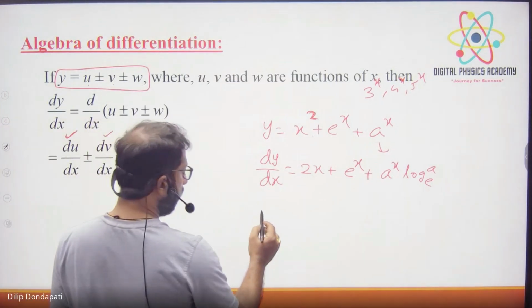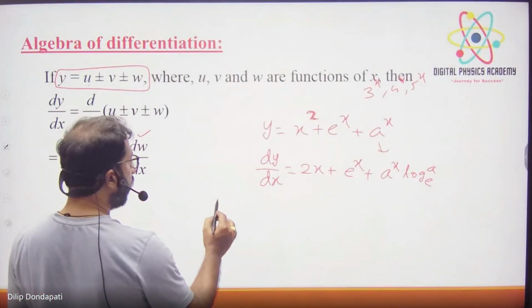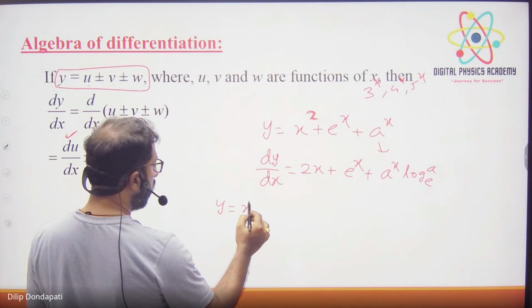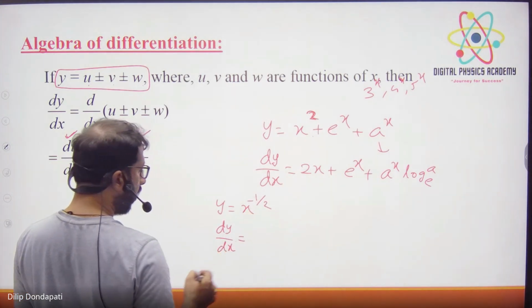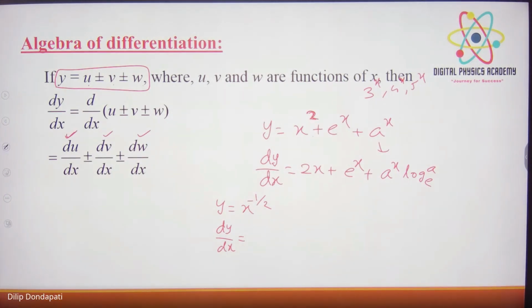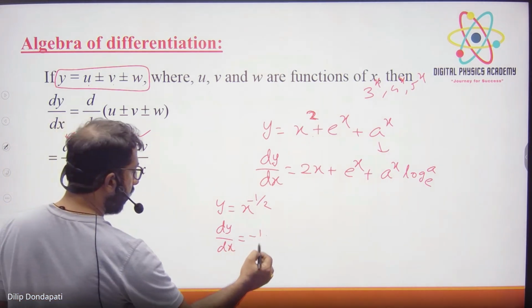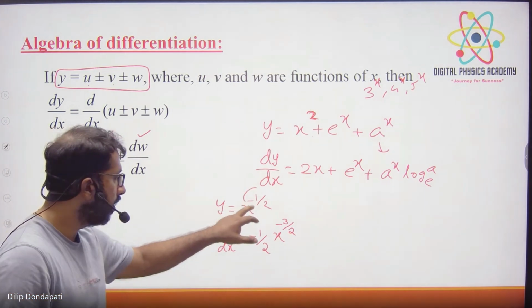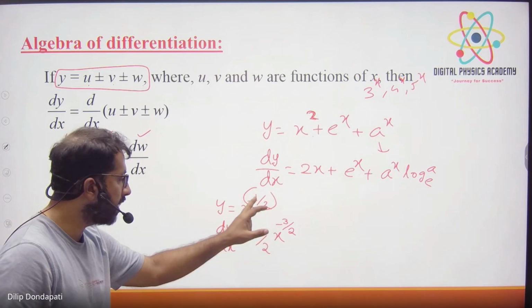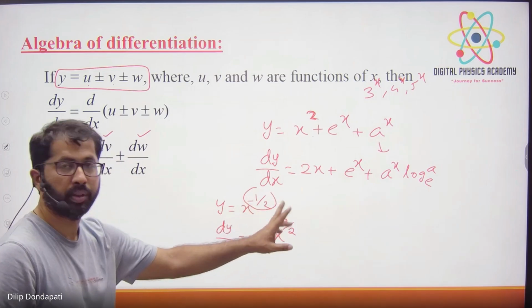And tell me, suppose they give y is equal to x square minus 1 by 2. dy by dx is how much? Differentiation with respect to x is how much? N into x power n minus 1, right? So minus 1 by 2 x raised to minus... or? 3 by 2, minus 3 by 2. N into x power n minus 1. N is the power. Minus 1 by 2 minus 1, if you take LCM, is minus 3 by 2.